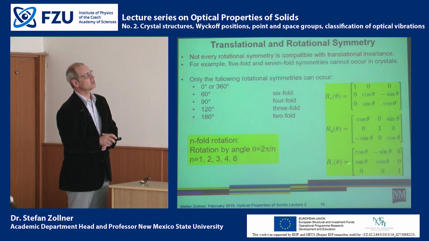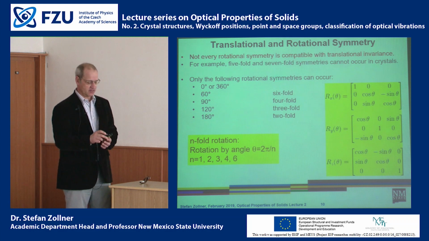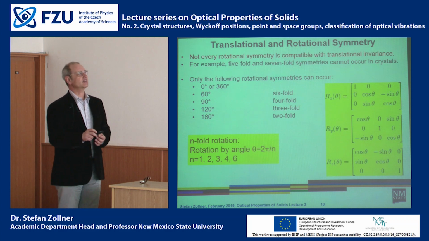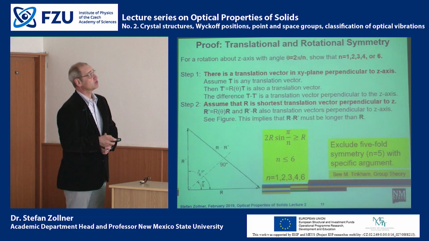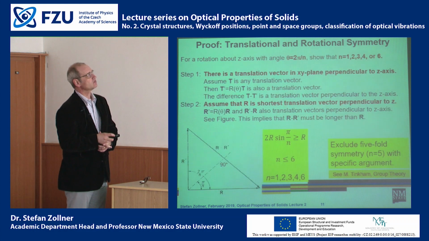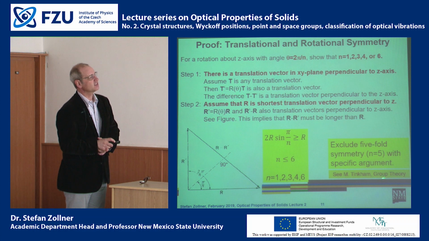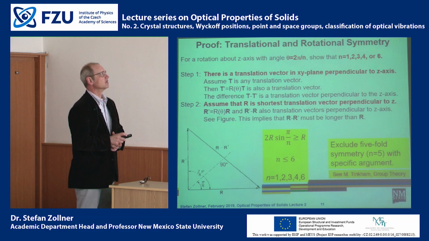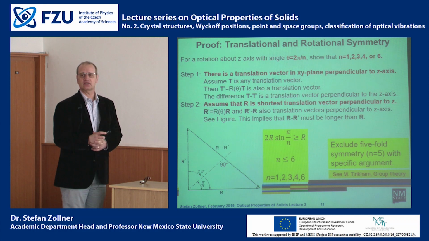So remember that the rotation matrices about the axes x, y, and z are given by 3-dimensional matrices like that. So how do we prove that only these types of rotations are allowed? There is a very nice proof in Tinkham's book on group theory. So let's call the axis of rotation z.